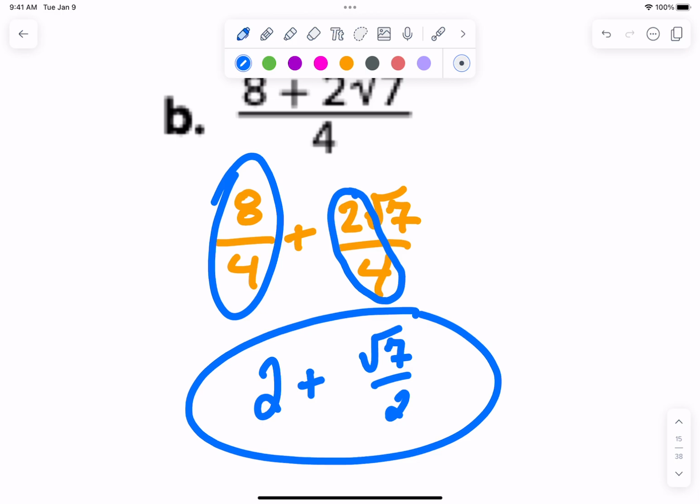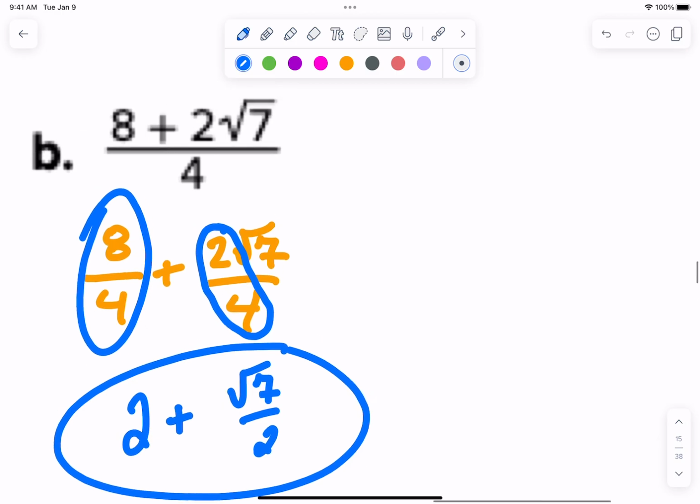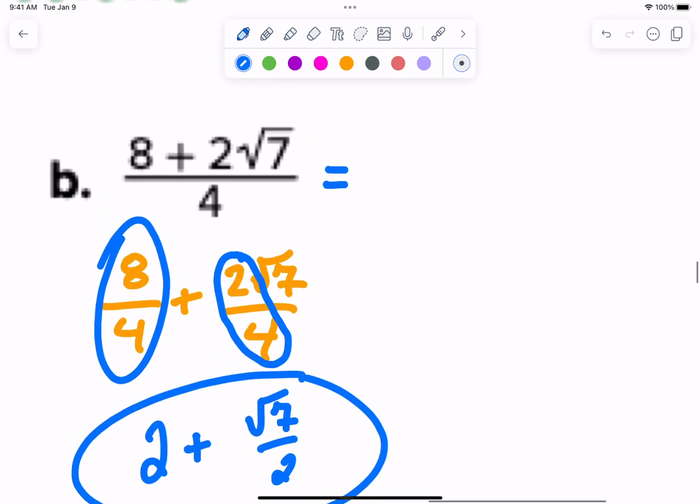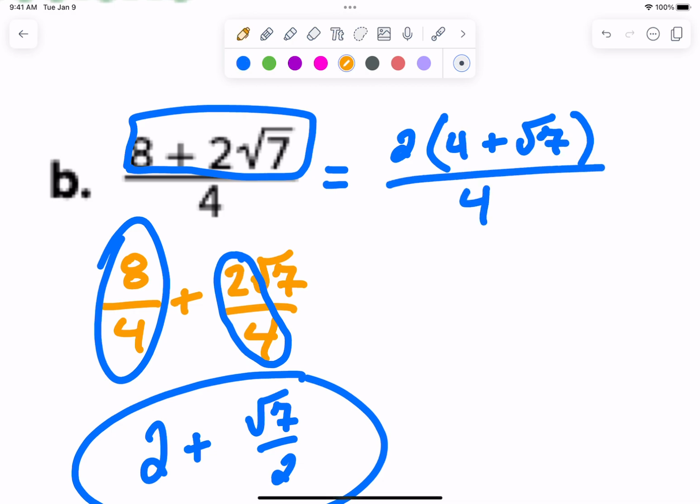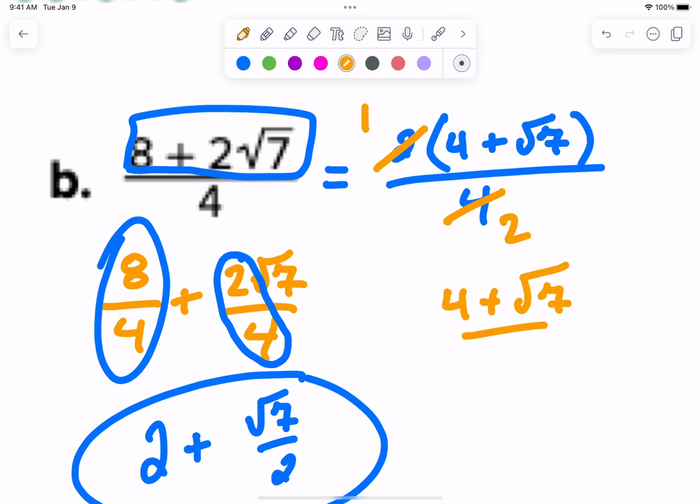So there is no x. 2 plus the square root of 7 over, yeah, there's no x. Now, you can also reduce this to be like this. Let's say we have this top piece right here. There's 2 terms here. What can I pull out? A 2. If I pull a 2 out, I'm left with 4 plus the square root of 7, all over 4. Now I can cancel this 2 and this 4 to be 1 and 2, which is 4 plus the square root of 7 all over 2.